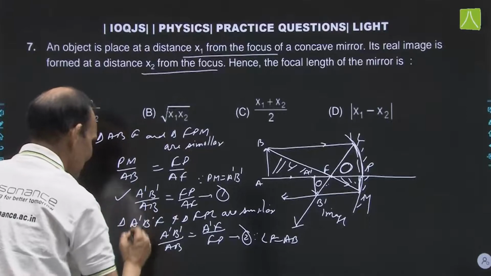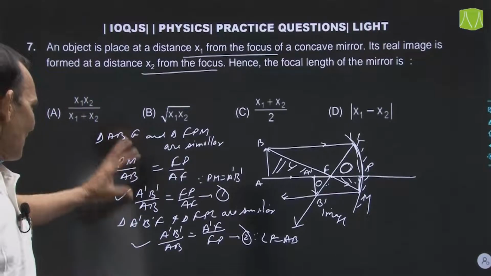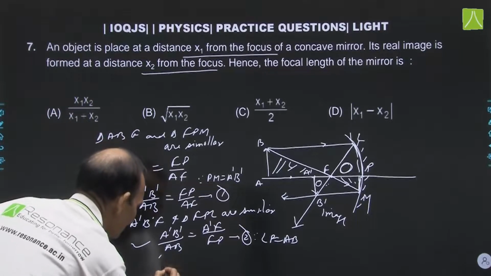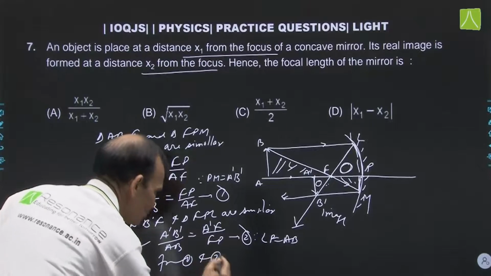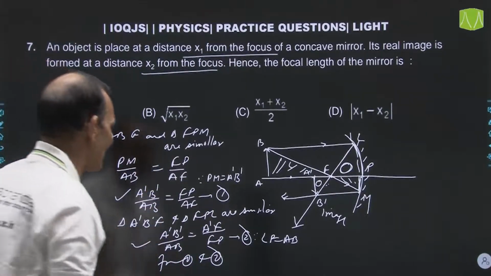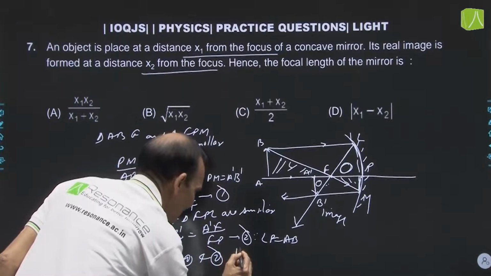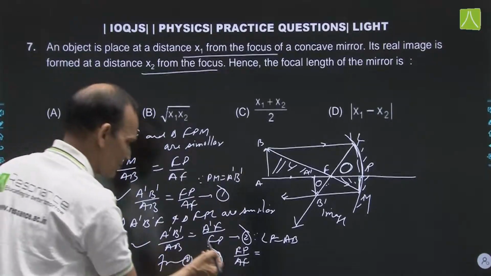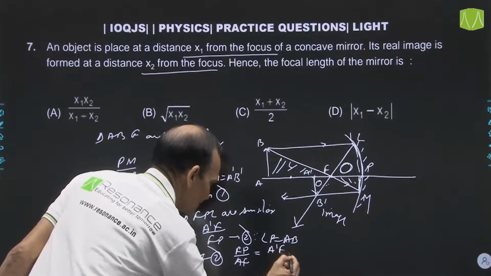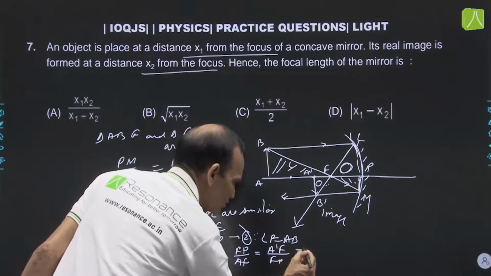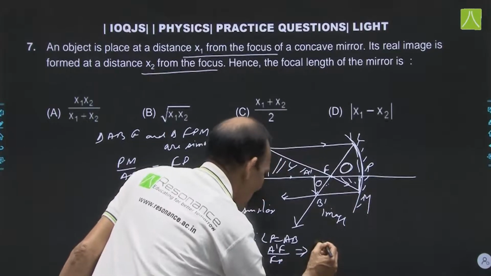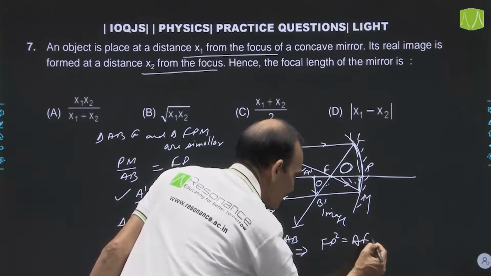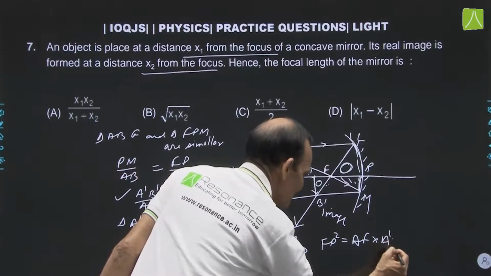Now think about this equation and this equation. LHS is equal: A'B' divided by AB, A'B' divided by AB. So from 1 and 2, LHS equal, so RHS must be equal. FP divided by AF will equal A'F divided by FP, or we can also write FP square will be equal to AF into A'F.